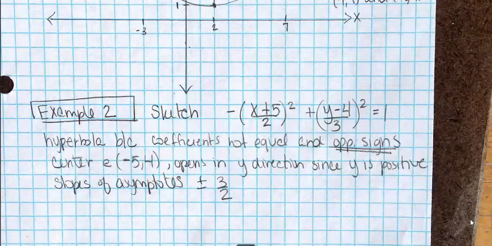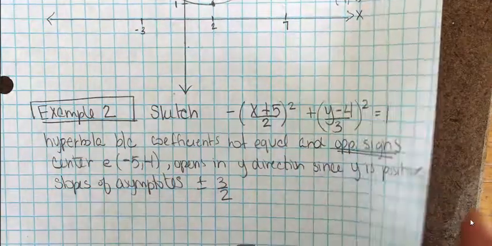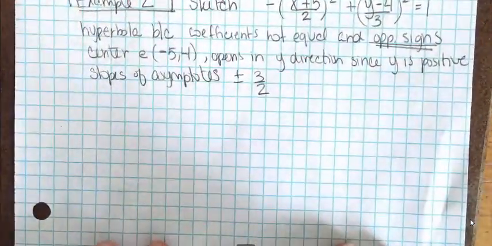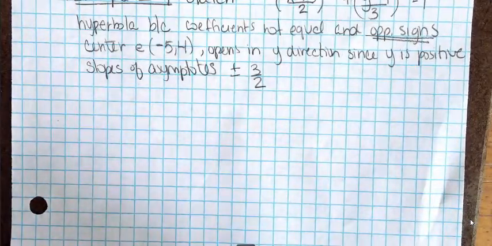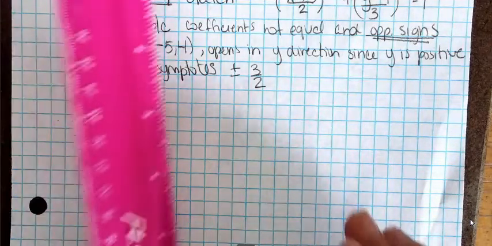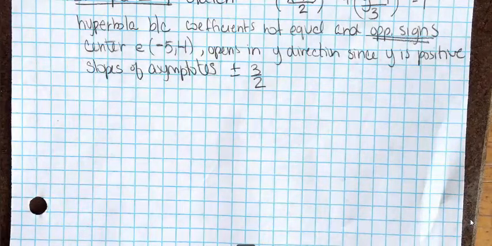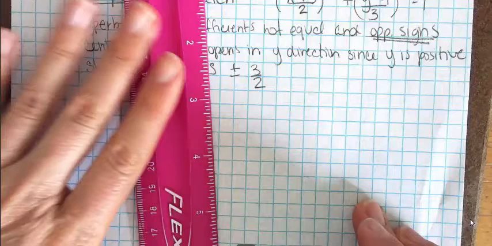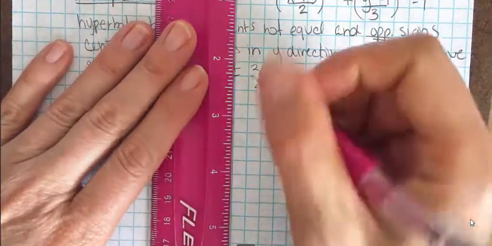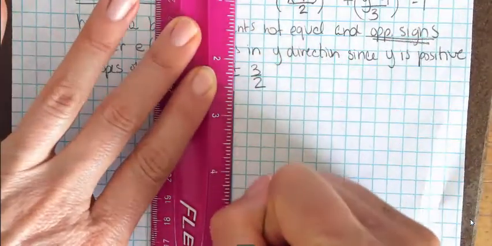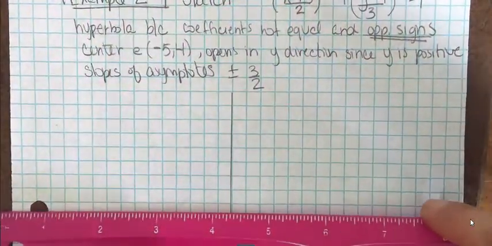All right, so when you graph these, it's a little bit more tricky than graphing some of the other conic sections. I'm going to think to myself where my center is first. So -5, 4, that's what I care about. So let me go there. So I don't need too much negative space here.